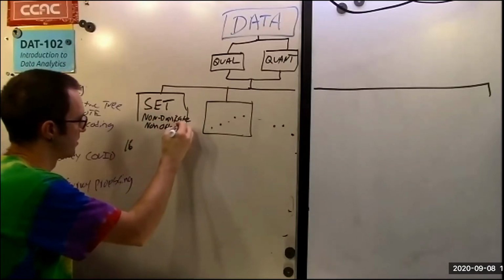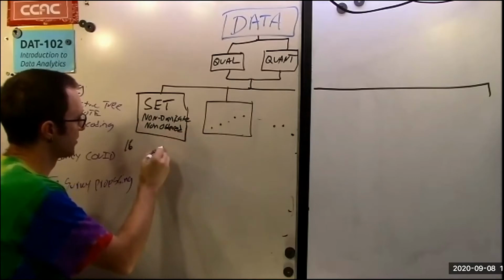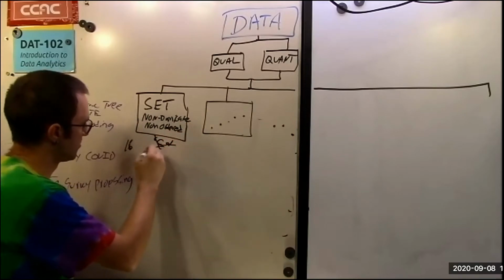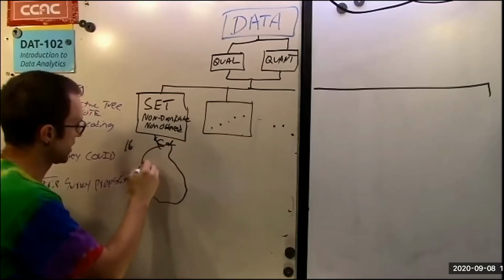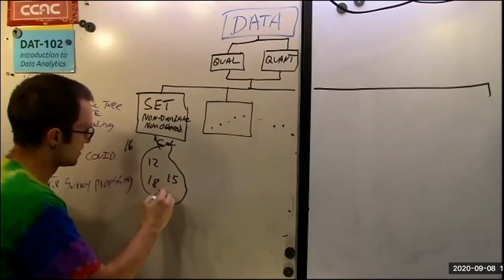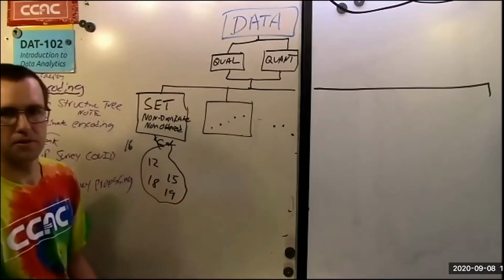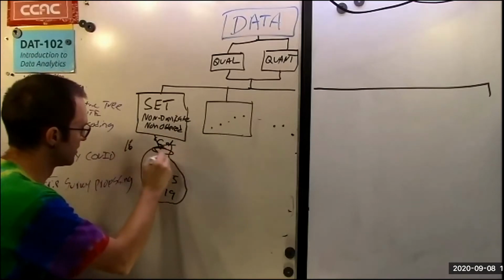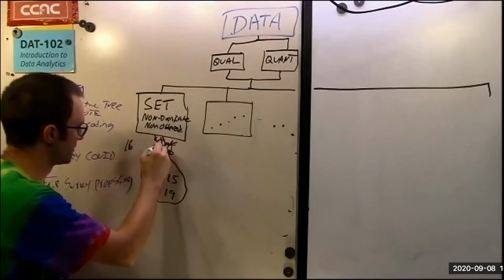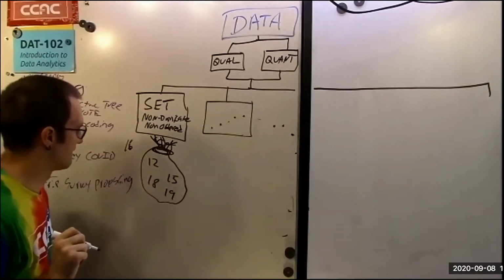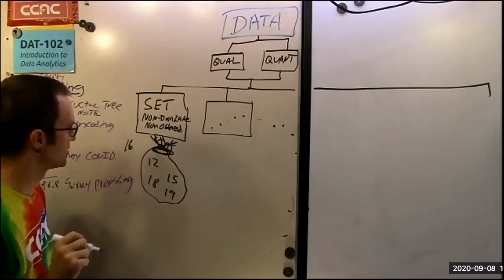So you can think of this as, how would I draw? A little sack of numbers, 12, 15, 18, 19. So non-ordered is important. This was supposed to be like the tie on a little sack. Sorry, that looks like a very sad pepper or tomato or something. Okay.